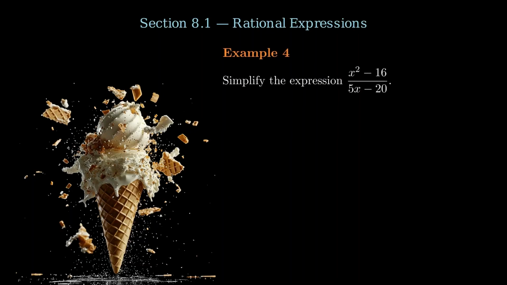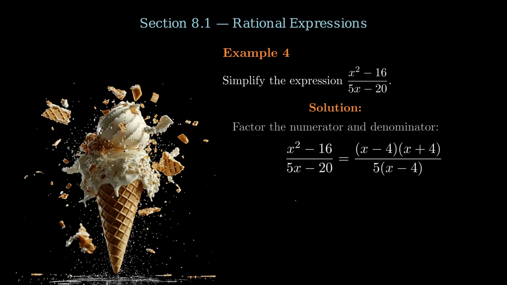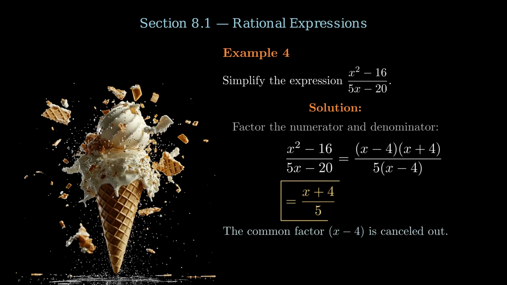Let's solve a new example. Simplify the expression x squared minus 16 over 5x minus 20. First, let's factor the numerator. X squared minus 16 is a difference of squares, which factors into x minus 4 times x plus 4. Next, the denominator, 5x minus 20, factors into 5 times x minus 4. Notice that x minus 4 is a common factor in both parts. By canceling out x minus 4, we get the final simplified result, x plus 4 over 5.